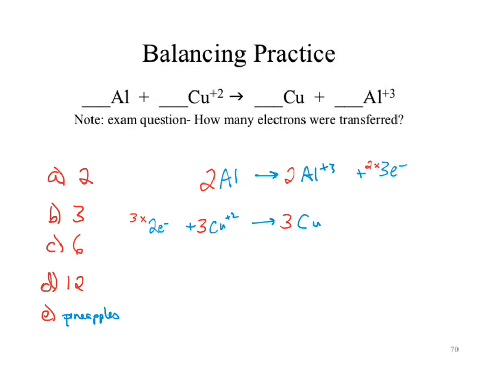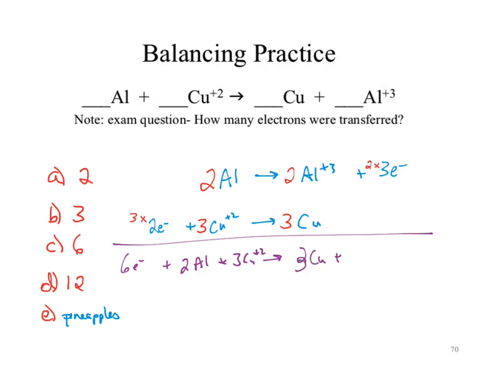Okay. Now when we go through and run the math on this, we get 6 electrons plus 2 aluminum plus 3 copper plus 2 goes to 3 copper plus 2 aluminum plus 3 plus 6 electrons. Okay, question? It just went really fast. Is that a plus after the 3C? On the left-hand side, it's a plus. Yeah.